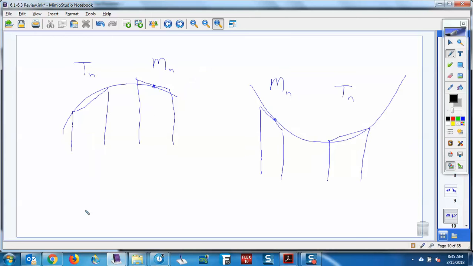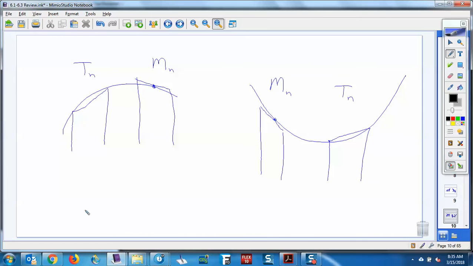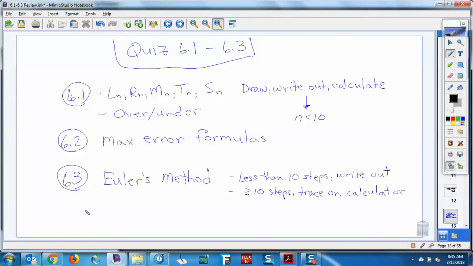So anyway, remember over and under estimating. What makes a left and right be over and under? What makes a trapezoid and midpoint be over and under? And then our formulas, which are going to be on the quiz for you, but finding the K1 value, the K2 value, and plugging those in. And then how many rectangles or how many trapezoids does it take to get within a certain amount, to be able to use those. Okay, so that's pretty much it right there.